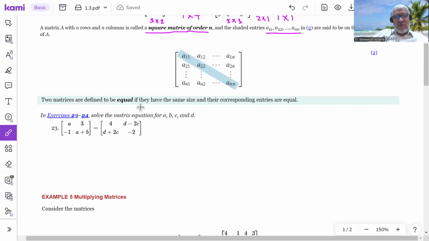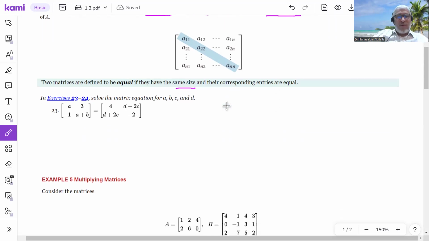Two matrices are equal if they have the same size and their corresponding entries are equal. They must have the same size and corresponding entries are equal. It means if these two matrices are equal, then A equals 4 immediately. And 3 equals D minus 2C. And -1 equals D plus 2C. And you notice here that we have a system of two equations in two variables. We can solve the system by elimination or addition method.